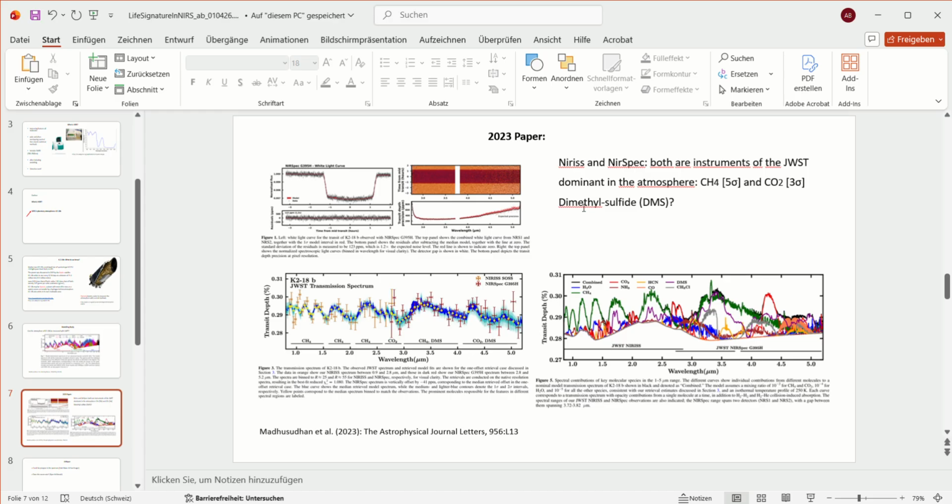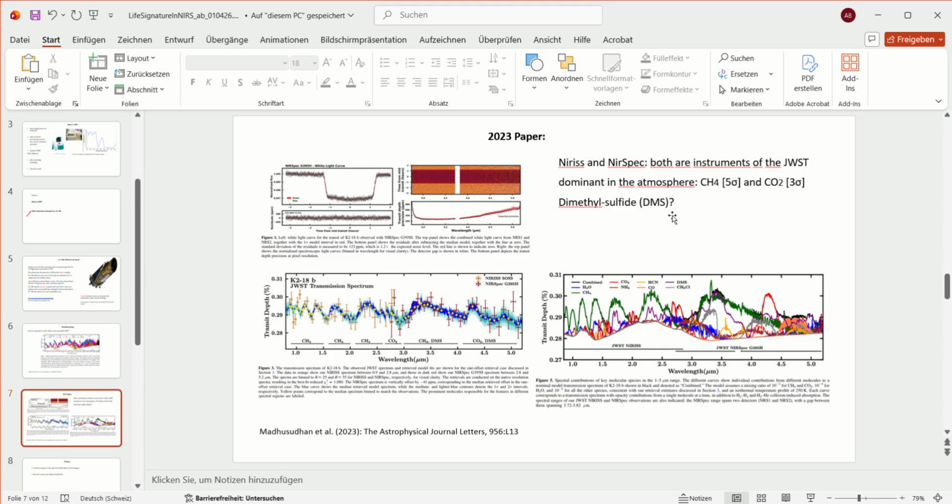And then they assume there's also dimethyl sulfide. And this dimethyl sulfide is an indicator for life, more or less. So people assume when you find dimethyl sulfide, this planet probably has life, because the chemical processes we know on Earth don't produce a lot of this DMS thing. That's already an assumption, because we don't know the chemistry in such an atmosphere, and if it's not possible to do it without life.